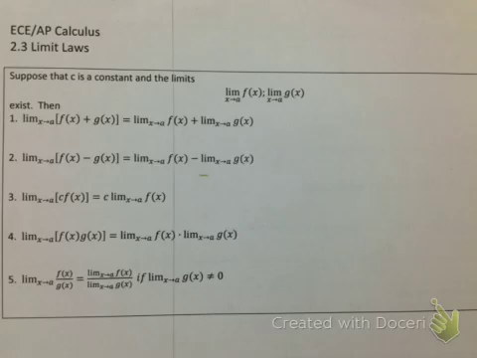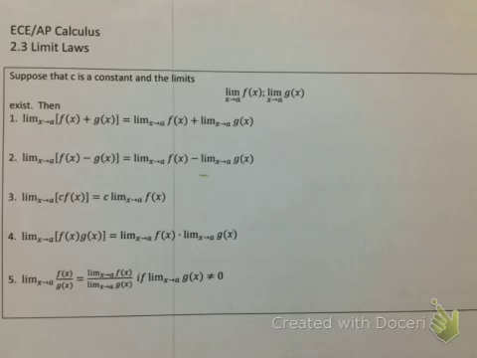In order for the limit to exist, the left side must equal the right side. Left limit and right limit must be equal. And we've really just done it by looking at graphs. Now we're going to do it algebraically. Okay, so this first box of laws is saying what?